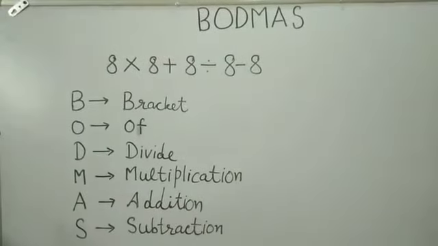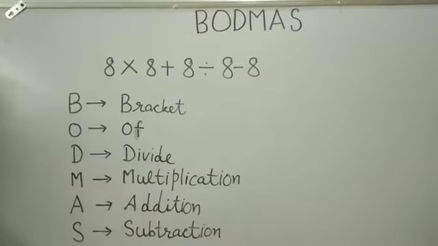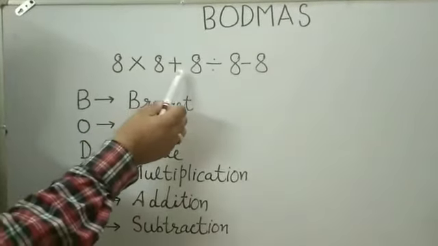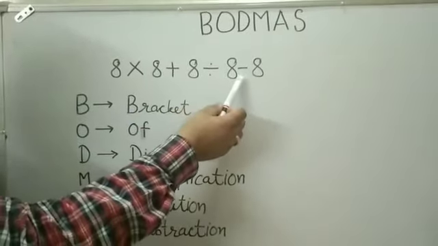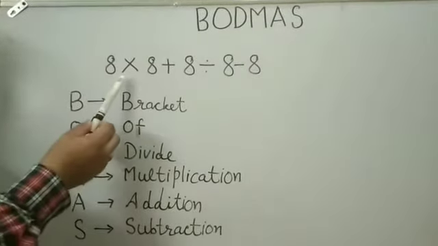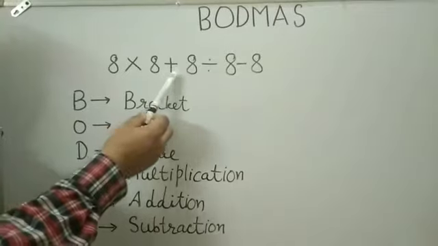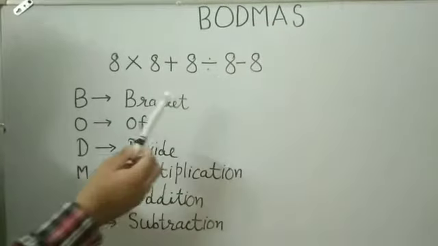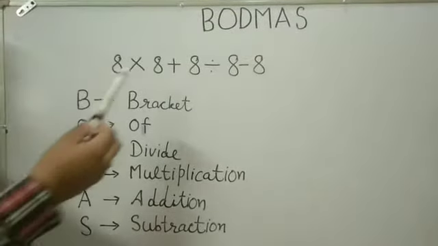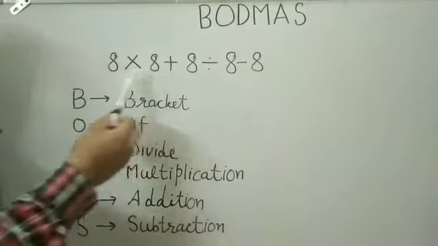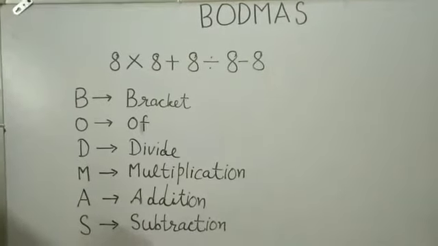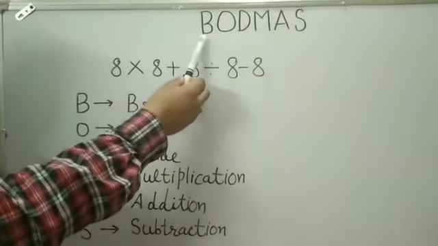What is BODMAS? To understand this, let's have a question. 8 multiplied by 8 plus 8 divided by 8 minus 8. How to solve this question? There are four mathematical operations: multiply, addition, divide and subtraction. Now the question is, which operation do we have to do first? Divide, addition, subtraction or multiplication? Totally confusing. To avoid this confusion, we have to follow BODMAS.